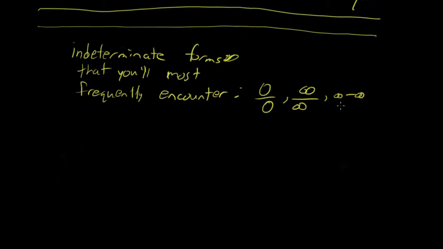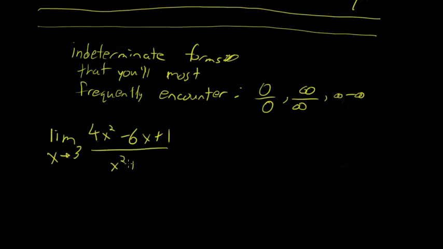So if you don't have one of these, you don't have to do anything, like you don't have to use any tricks. And I'm going to show you an example that should drive that home. So here we'll be looking at the limit as x tends to 3 of 4x squared minus 6x plus 1 divided by x squared plus 1.